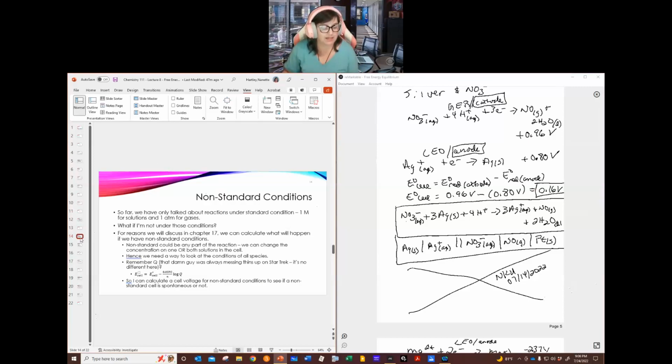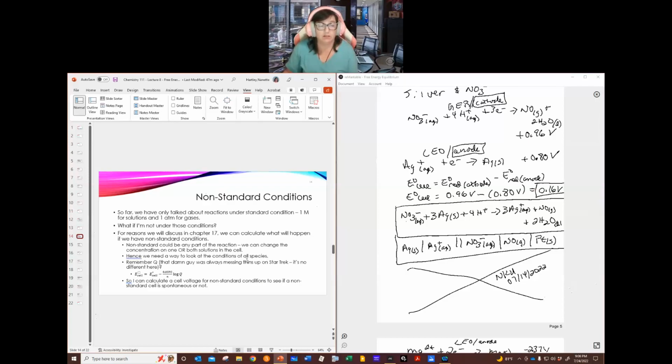So the way that we talk about non-standard conditions, we have a relationship that's given by this equation here. Non-standard could be any part of the reaction, so we could just change the concentration in the reduction. We could change it in the oxidation. We could change it in both of them. We could change it for the gas, but not the aqueous, or the aqueous, not the gas. It could be any combination of those things. There are no guarantees. That's what we're going to see under non-standard conditions.